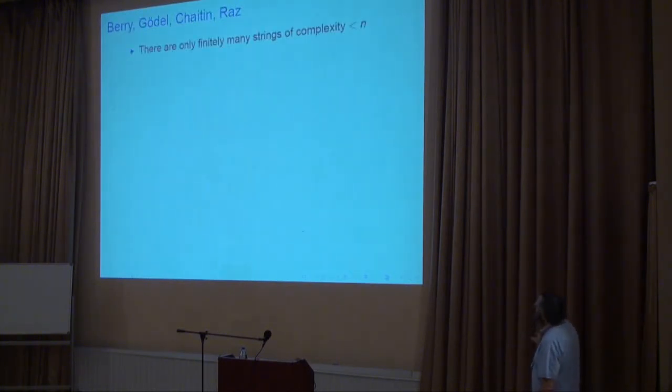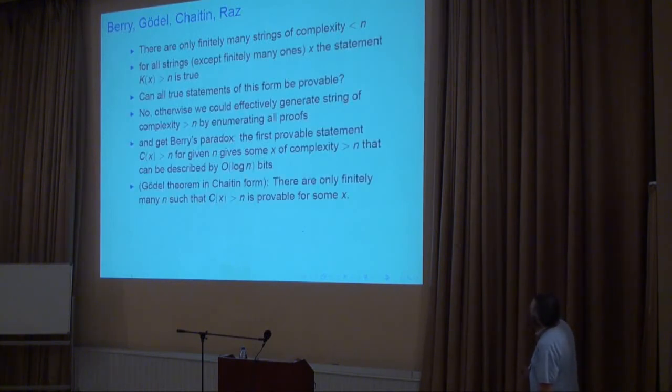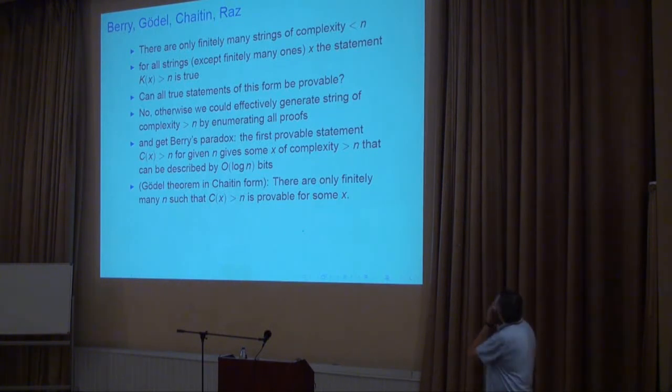Okay, there is also another example, which Chaitin popularized a lot: the Gödel theorem in Chaitin form. We look at statements of the form that the complexity of some string is bigger than something, and then we cannot prove all of these statements, because otherwise we get Berry's paradox again.